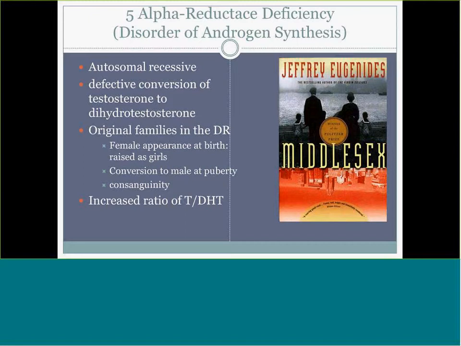The families that were described were in the Dominican Republic, and they converted from female to male at puberty. It's an autosomal recessive gene, and we can test for this in utero. Very rare and very difficult to manage. We have a teenager right now who was discovered because of lack of puberty or contrasexual puberty, and we've been having a hard time dealing with this family.